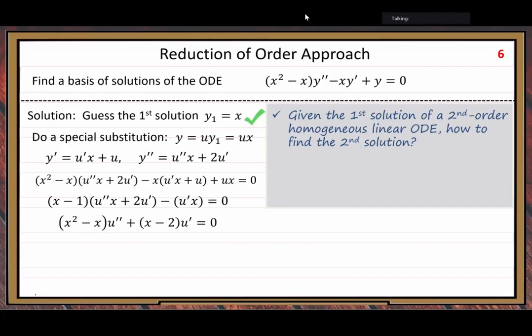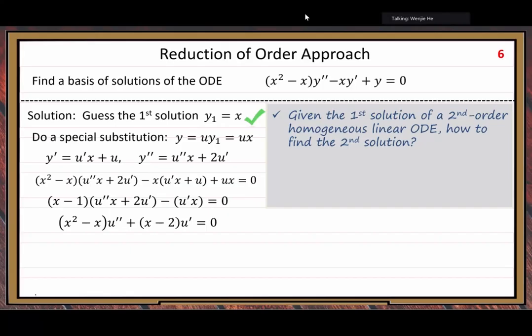Then we try to compare it with the original equation. Try to look at this equation. Although you have u double prime and u prime, u double prime is the derivative of this u prime. Can you just treat u prime as a new function?